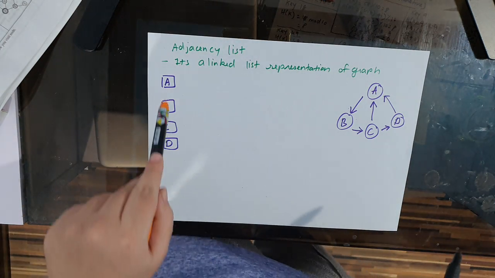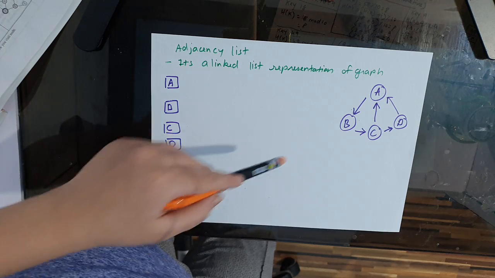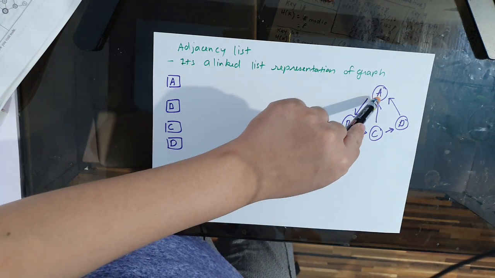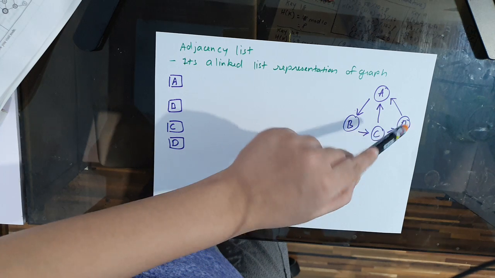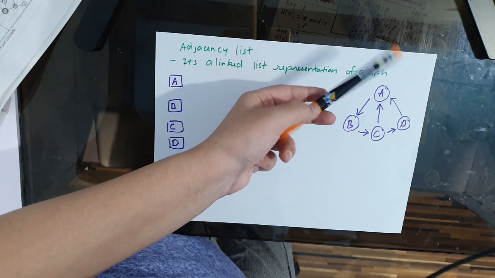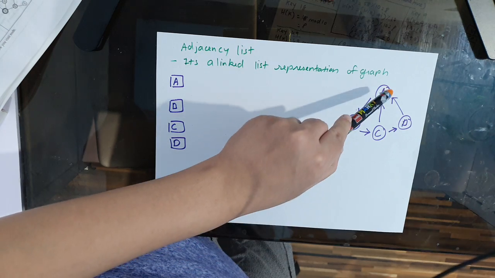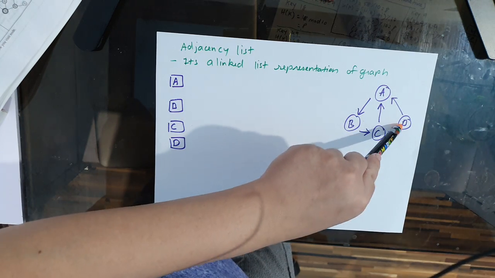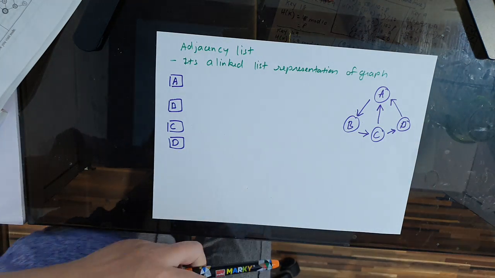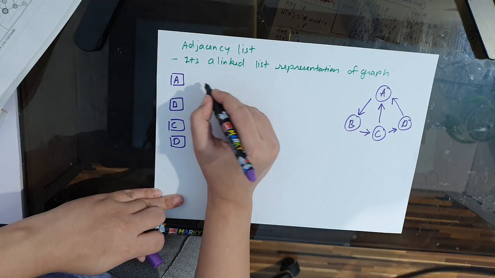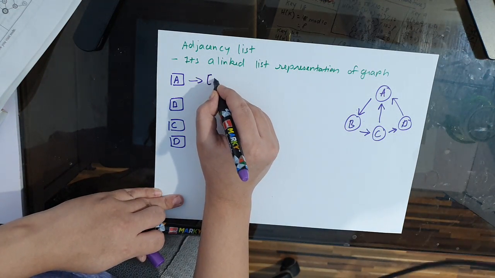So first we will find out what A is connected to. A is connected to B, yes it is connected. Is A connected to C? No it's not. C is connected to A, but A is not connected to C. The direction matters, I told you. Is A connected to D? No, it's not connected to D too. So it's only connected to B. So let's mention that it's connected to B.